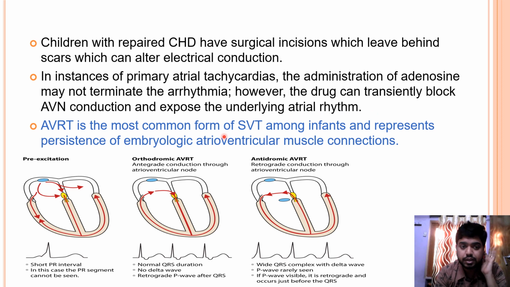Then coming to SVT, AVRT, AV re-entry tachycardia, is the most common form, and it represents the persistence of an embryological atrioventricular muscular connection. So yes, it can be pre-excitation, orthodromic or antidromic. Orthodromic is where the excitation goes through the AV node and returns through the accessory pathway, whereas antidromic is where the excitation goes through the accessory pathway and returns back through the AV node. This is antidromic.